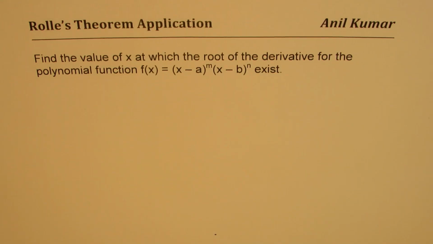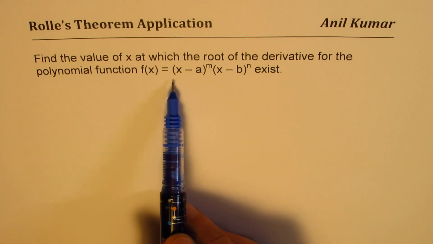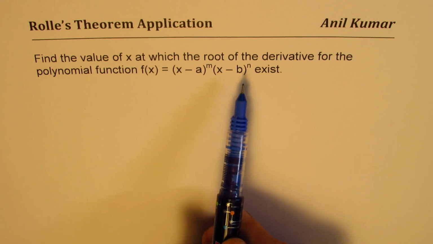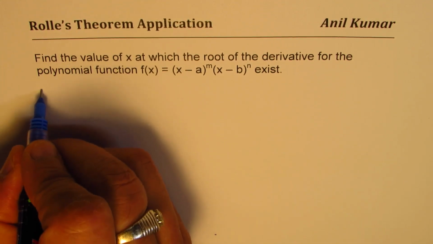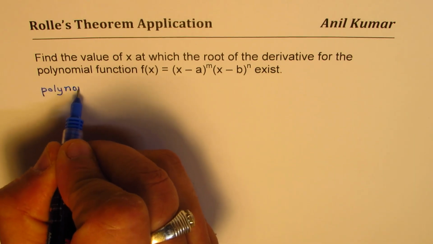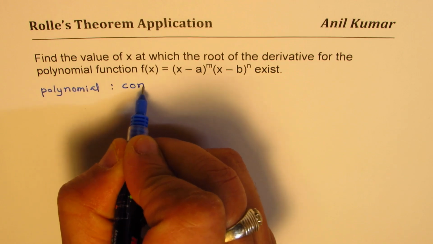Question here is, find the value of x at which the root of the derivative for the polynomial function f of x equals x minus a to the power of m times x minus b to the power of n exists. Now, this question will remind you of Rolle's theorem. We have a polynomial function, right? So we know one thing, that all polynomials are continuous, right? So polynomial function means continuous.